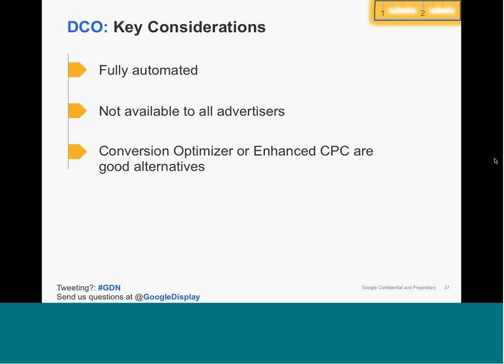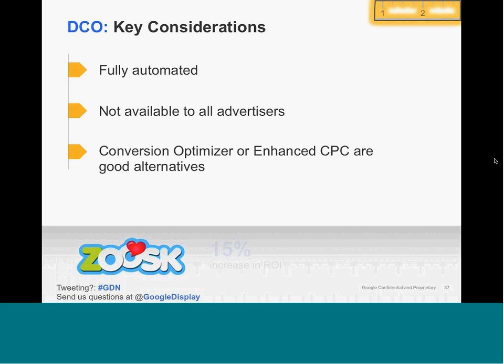DCO works really well for a lot of our advertisers, but it's definitely not for everyone. You need 30 GDN conversions in your account every day for 30 days to qualify, and you need to be comfortable with a hands-off approach. Talk to your account manager. If you're not eligible, Conversion Optimizer and Enhanced CPC are both good alternatives.